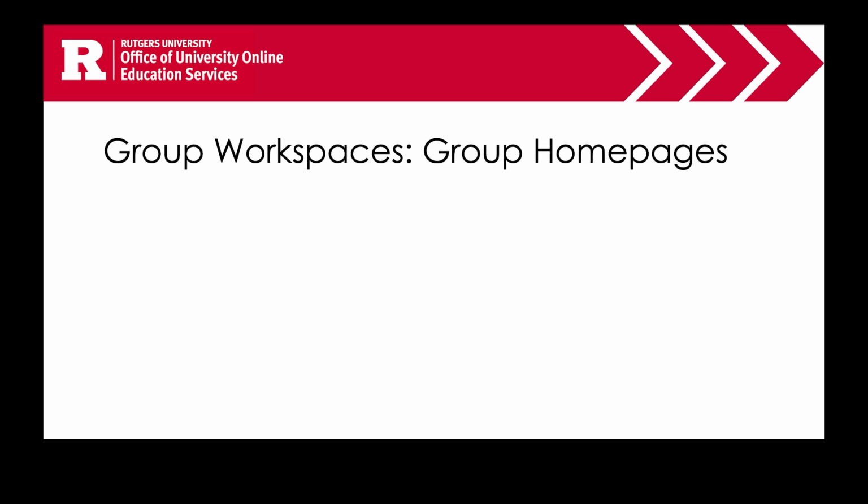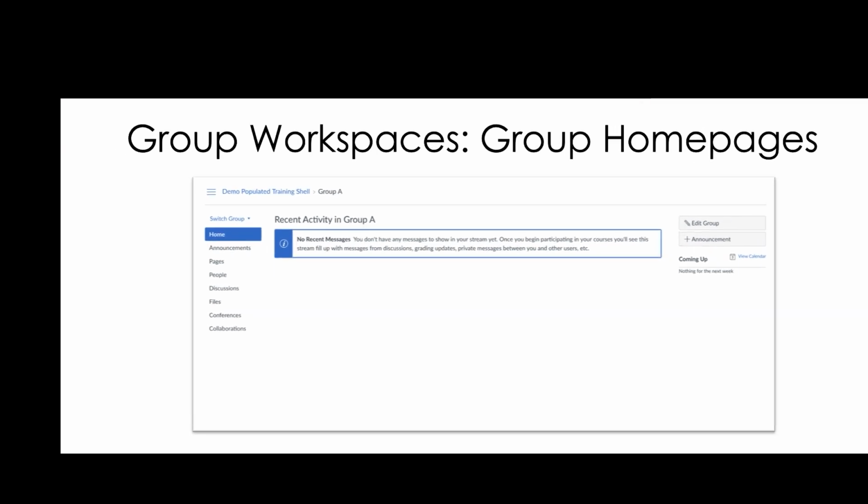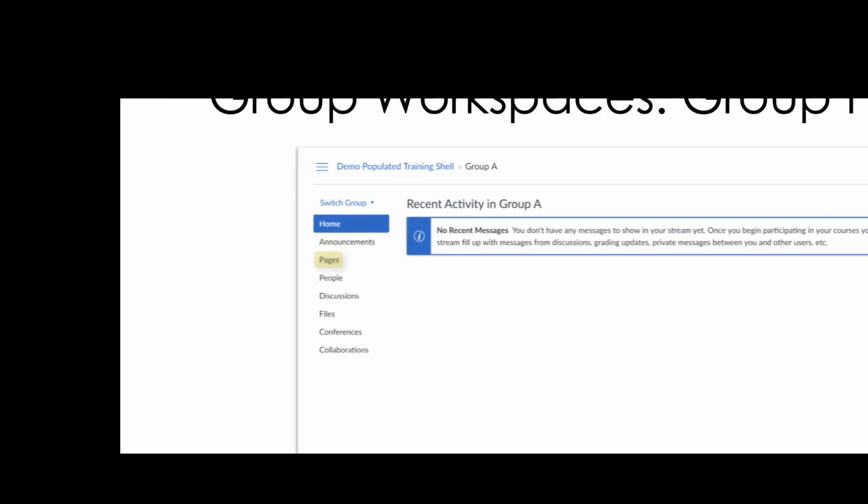The first feature I want to highlight is group workspaces. Most learning management systems will have tools to enable students to work online in groups. Group workspaces in Canvas, for example, have features for both synchronous and asynchronous learning opportunities. Creating groups automatically creates a group homepage for each group. This is a shell similar to your course. Students can send announcements to their group members, create content pages, engage in discussions, share files, and collaborate synchronously via conferences and asynchronously via collaborations, which is integrated with Google Docs.